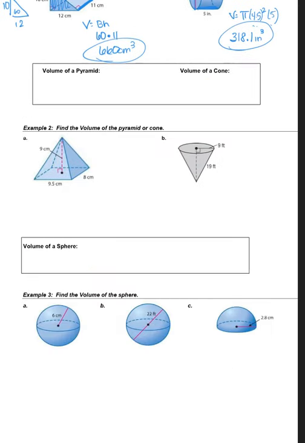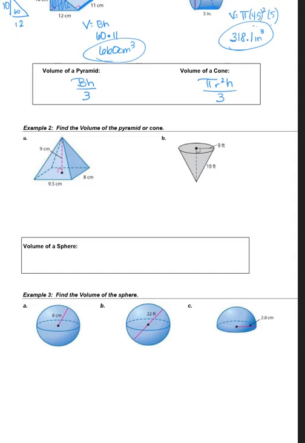So last week we also covered pyramids and cones. So pyramids and cones are very similar to our prisms and cylinders. It's just we have to divide by 3. So the volume of a pyramid is area of the base times the height divided by 3. Volume of a cone is pi r squared h divided by 3. So in other words, it's the prism divided by 3 and it's the cylinder divided by 3.